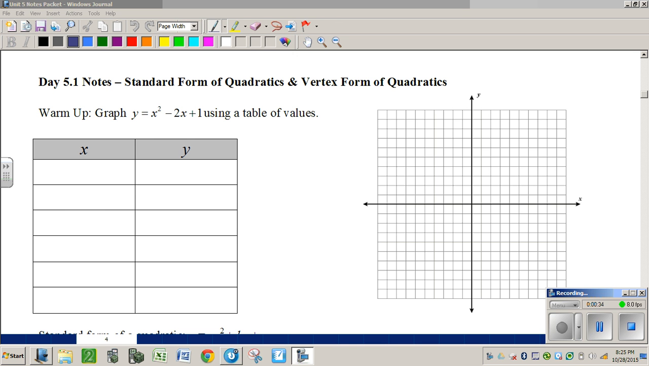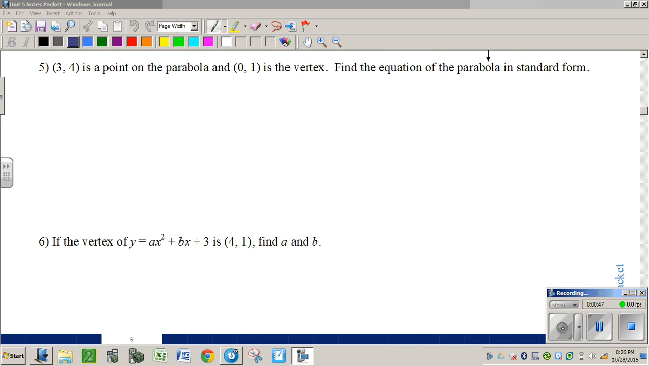But I'm really going to start to focus more on the writing of the equations since we did so much graphing in class. So what I want you to do right now is, in your notes, turn to example number 5. In number 5, it tells us that the point (3, 4) is on the parabola, and we have a vertex of (0, 1). And we're going to look at finding the equation in standard form.